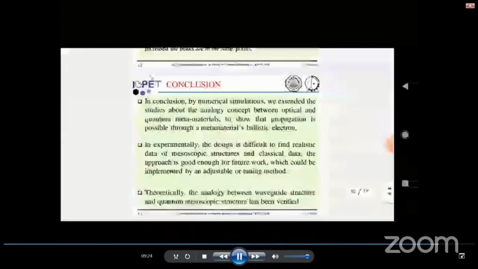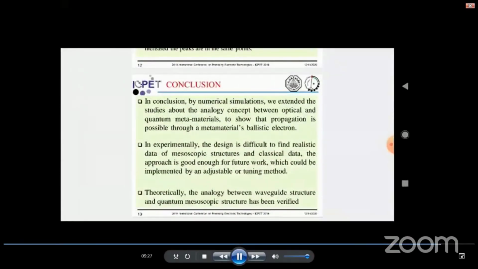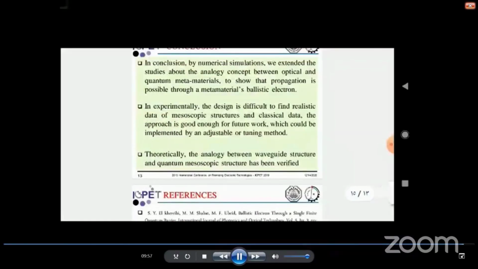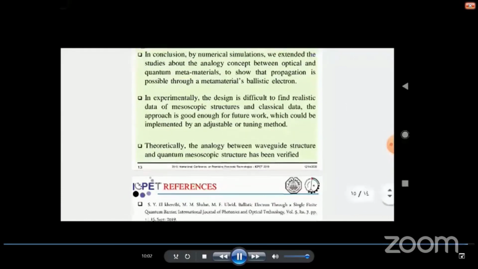Conclusion. In conclusion, by numerical simulations, we extended the studies about the analogy concept between optical and quantum metamaterials to show that propagation is possible through a metamaterial's ballistic electrons. Experimentally, the design is difficult, as it is hard to find realistic data for mesoscopic structures and classical data. The approach is good enough for future work, which could be implemented by an adjustable or tuning method. Theoretically, the analogy between waveguide structure and quantum mesoscopic structure has been verified.